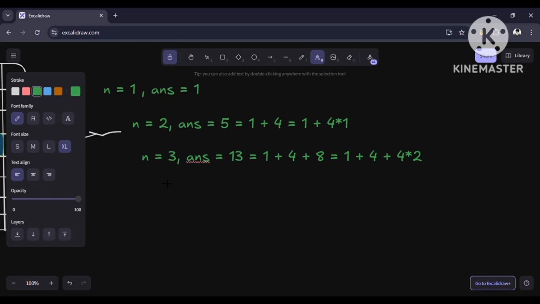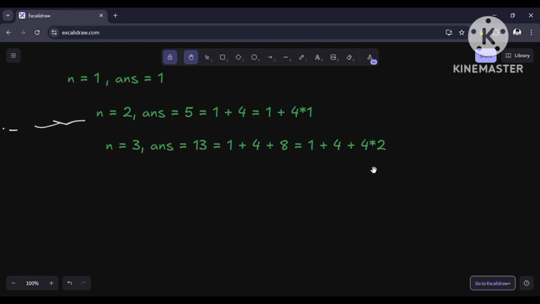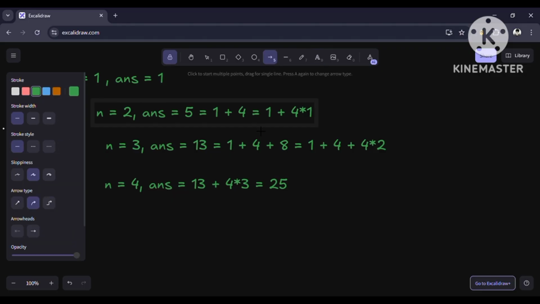So for n equal to 4, what will be the answer? I don't have to calculate again. Here I have to calculate from here. So if I give you n equal to 4, what will be the answer? Answer will be equal to my previous answer, which was 13, plus 4 multiplied by 4 minus 1, which is 3. So 13 plus 4 multiplied by 3, that is 12, and 12 plus 13 equal to 25. This will be my answer. And I can calculate this so on.